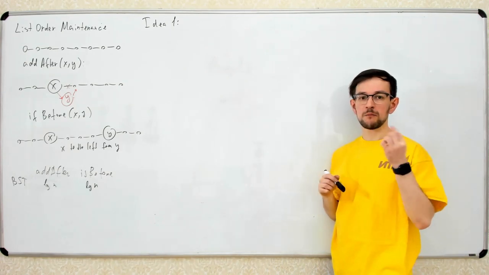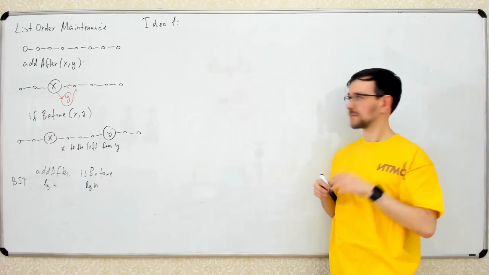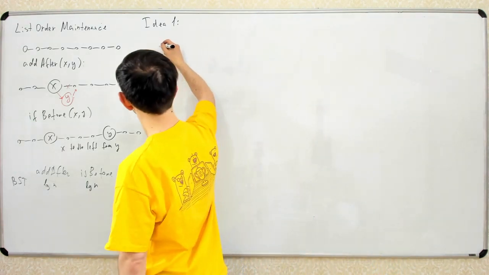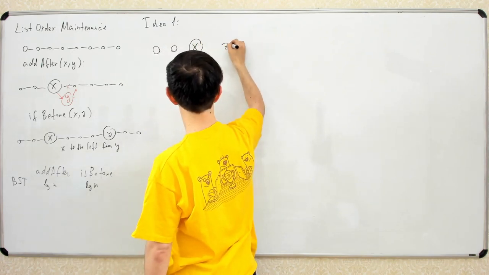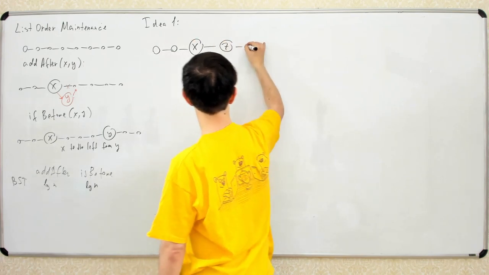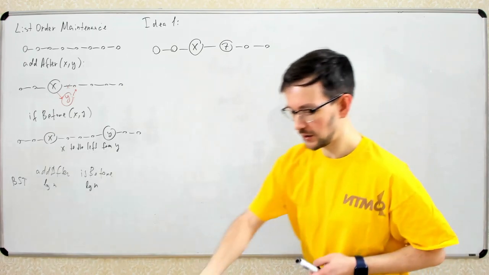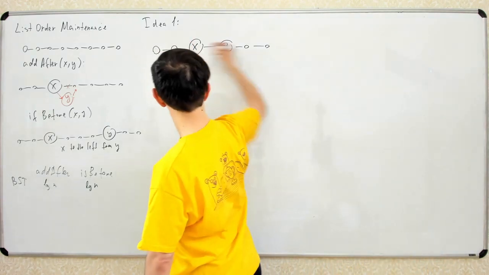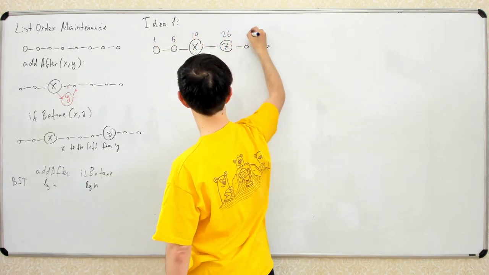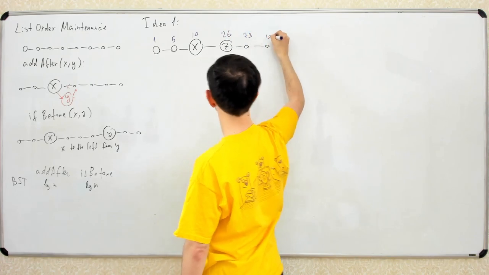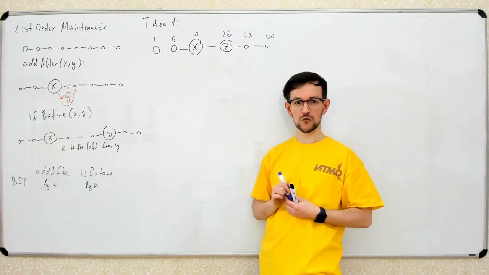Let's maintain some number. So let each node of our linked list contain some integer number. So we have some nodes. This will be X, this will be Z. Let's put some integer number in each node of our list, and put them in sorted order. So this is 1, this is 5, 10, 26, 73. So let's try to maintain some integer numbers in all nodes of our list.